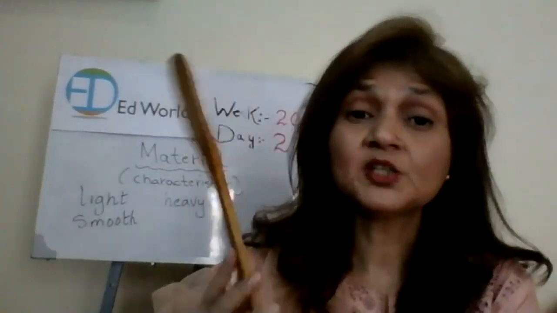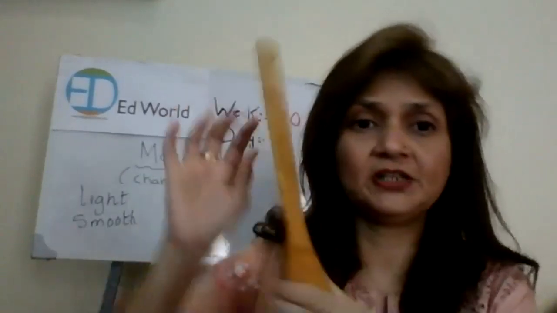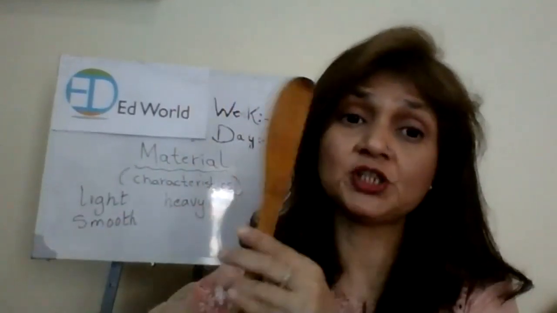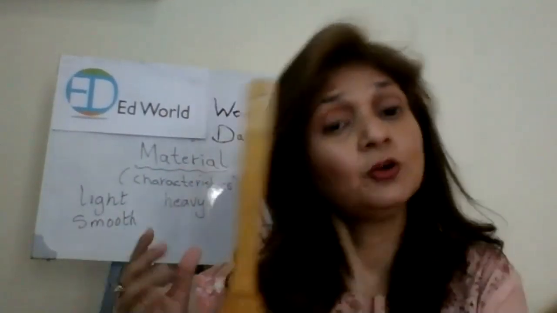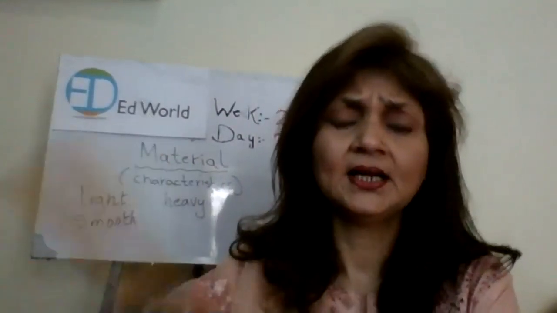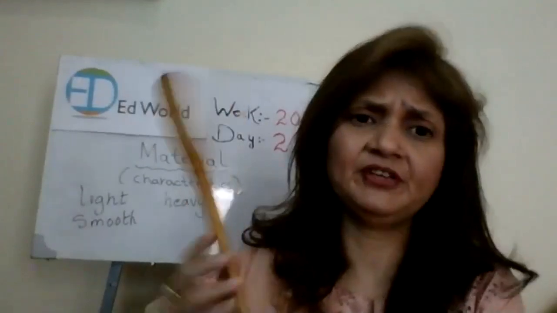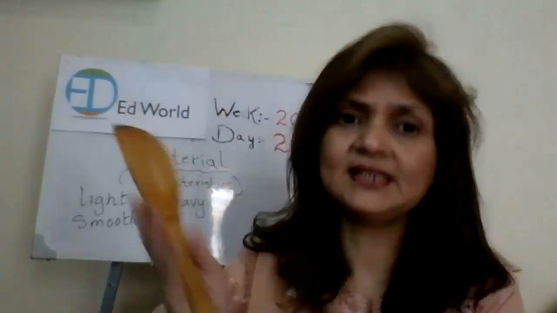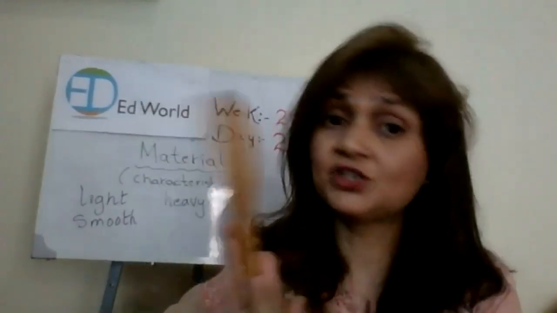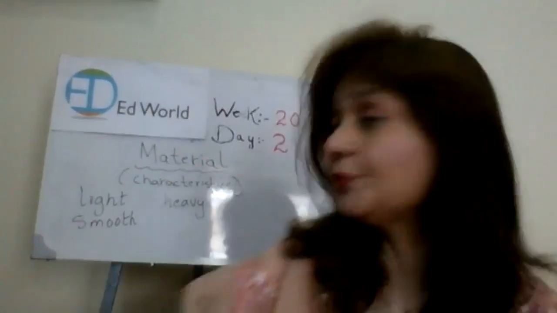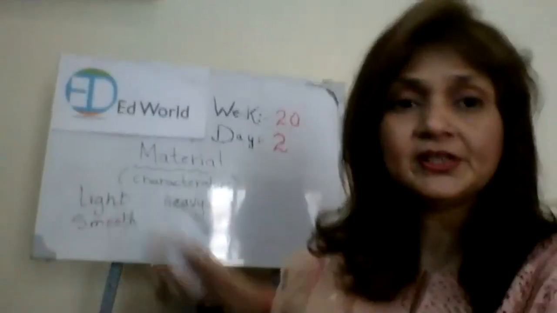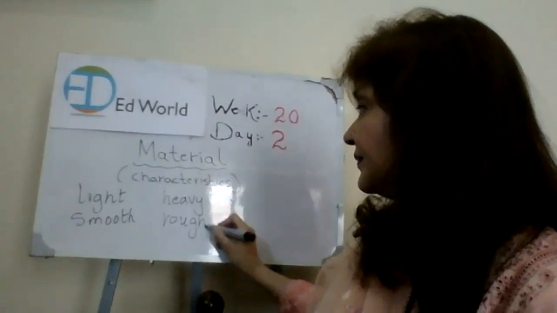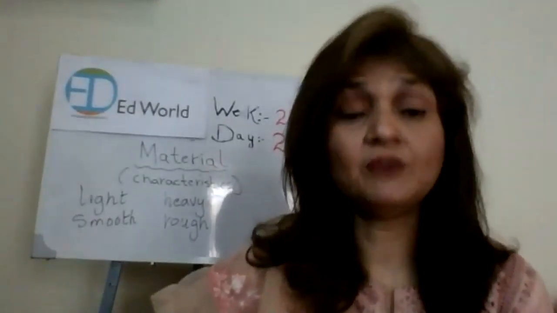It's a spoon. What type of spoon? What is this material actually? Yes, it's a wooden spoon, a spoon which is made from wood. The material is wood. Now, when I'm holding it in my hand, how do I feel? Is it heavy? No, it's light, right? It's light and it's also kind of rough. It's not smooth. So this is another property. Light I have already written, smooth I have already written, so it is rough. This is another property of material.